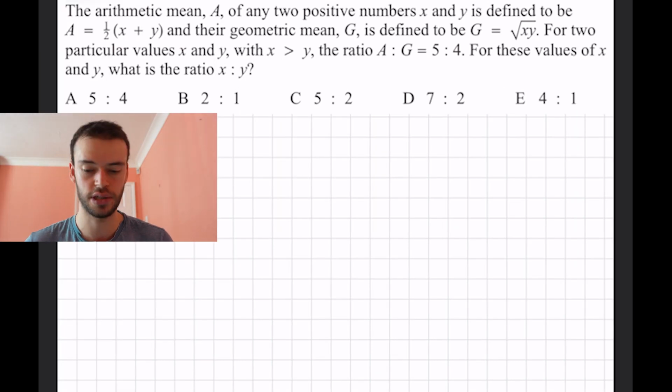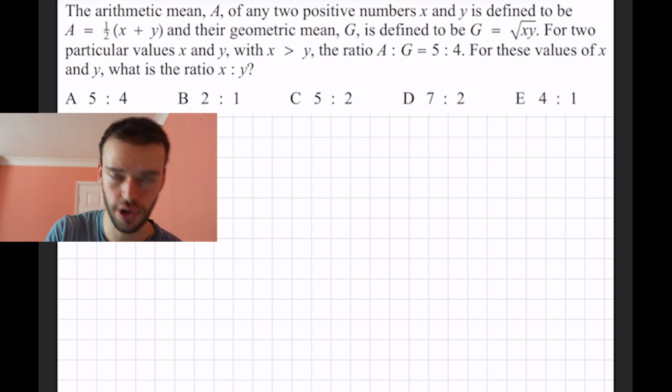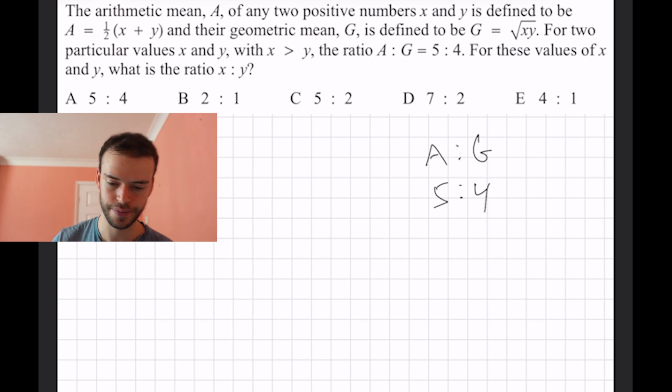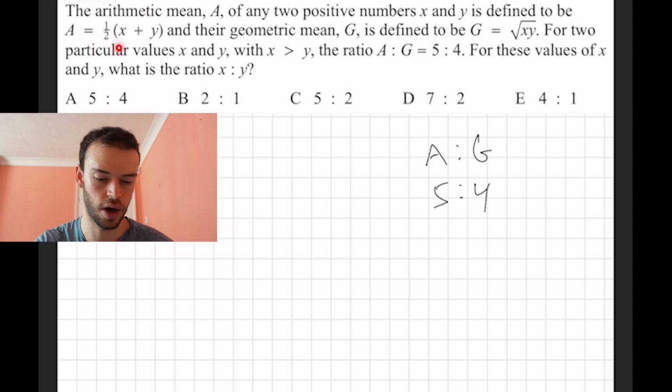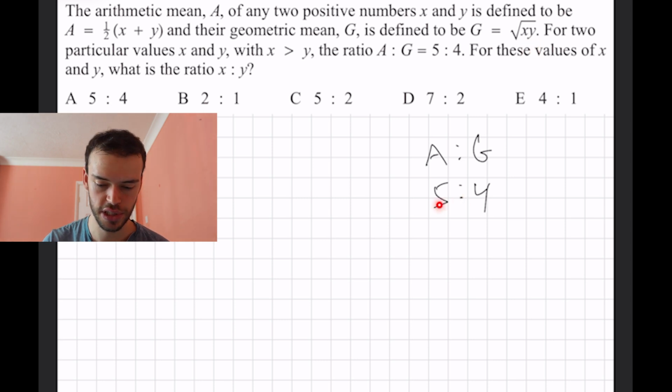Okay, very interesting question. The main useful bit of information is this ratio that it gives us. So let's just write that down and try and use that somehow. So A to g we know is 5:4. And the good thing is we know that A is equivalent to half x plus y, and g is equivalent to root xy. Okay, so what does this ratio actually mean?